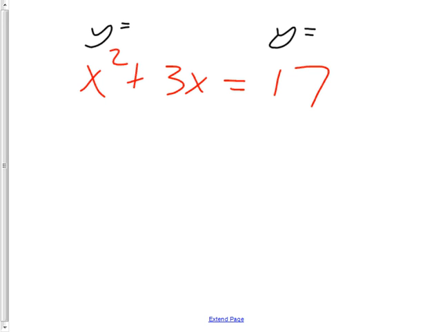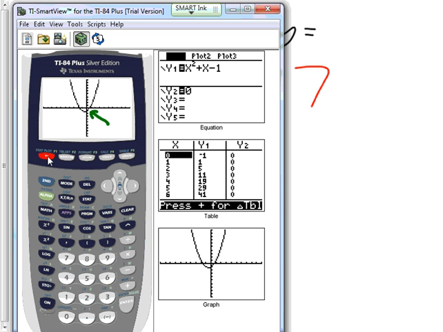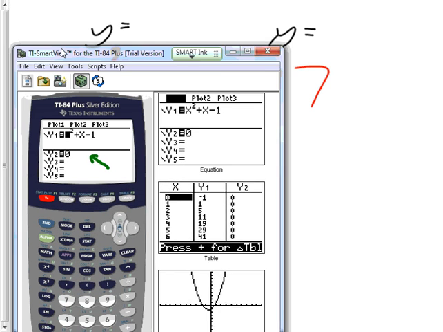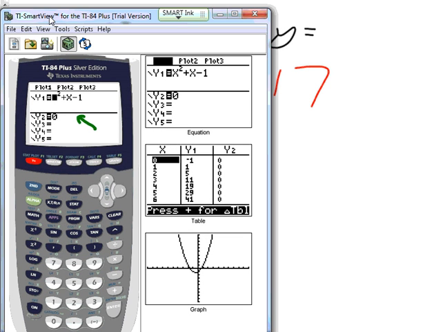All right, I would like everybody to graph this one. Put in x squared plus 3x on your first equation, and 17 on your second equation. If you're not fast enough, I will be doing it here, but I want you to at least pay attention to me. It was x squared plus 3x here, and then I'm going to get rid of that last little character. And the other one is 17.